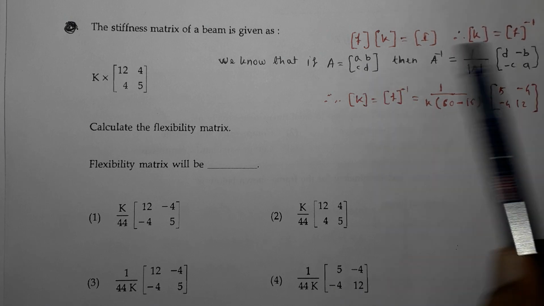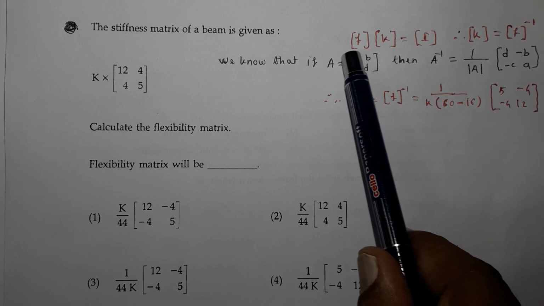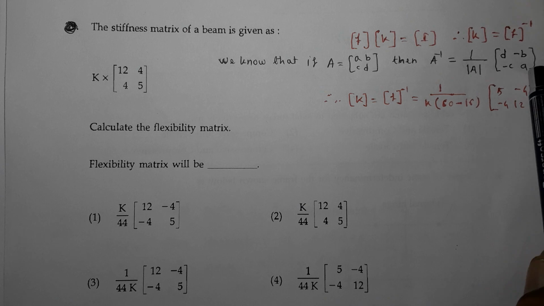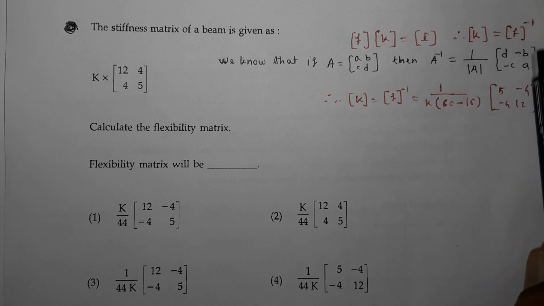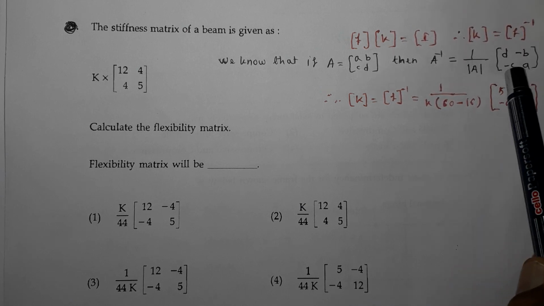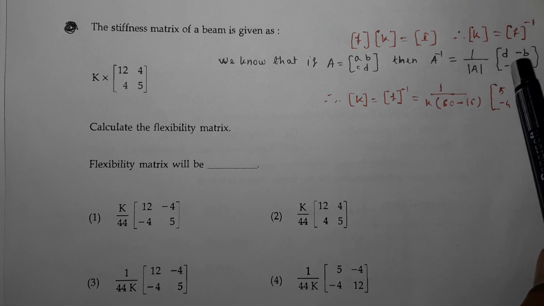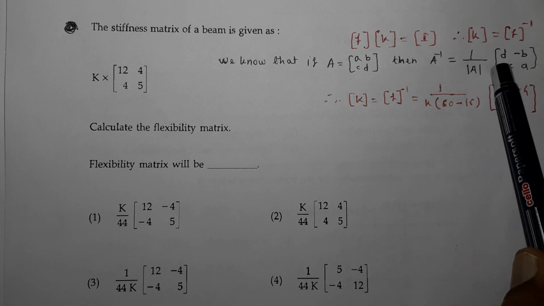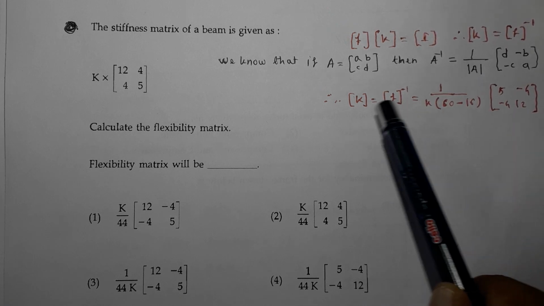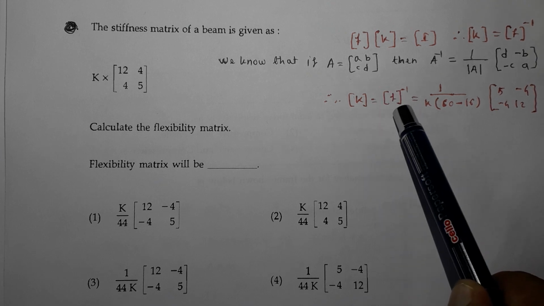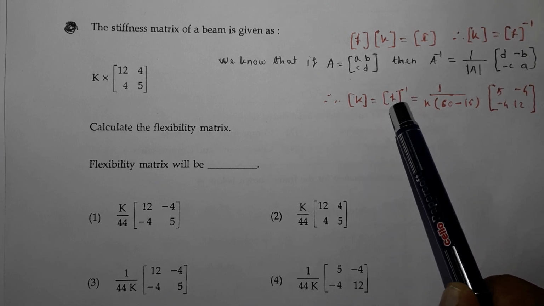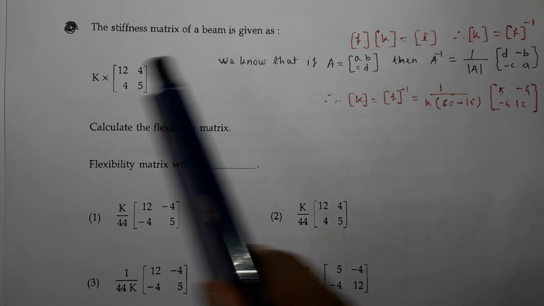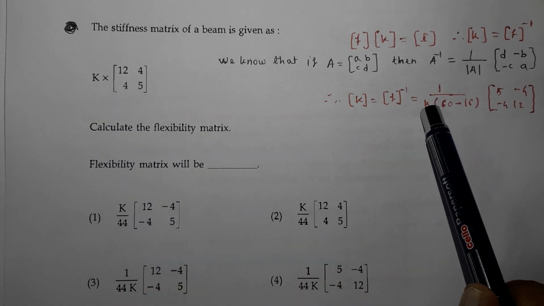Now this matrix is nothing but the principal diagonal members getting interchanged, so D and A, and a negative sign is there for the other diagonal. So this is how the inverse matrix can be obtained. So I want to get the stiffness matrix, which is nothing but the inverse of the flexibility matrix. So 1 upon determinant A, already K is there, so it will go to the denominator.